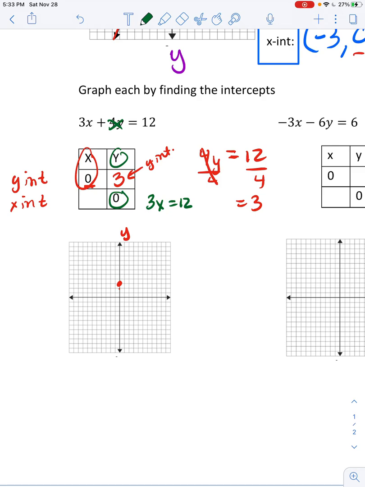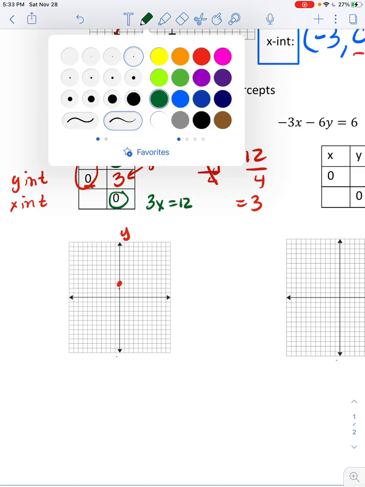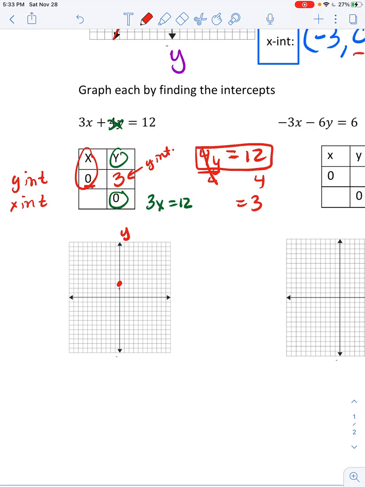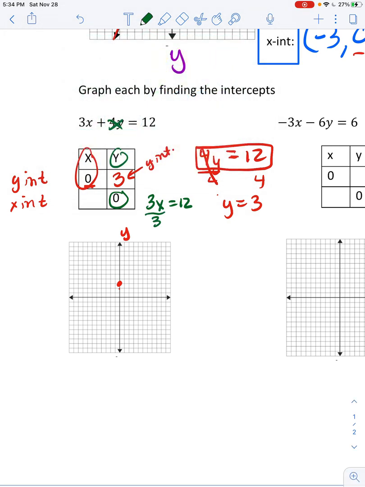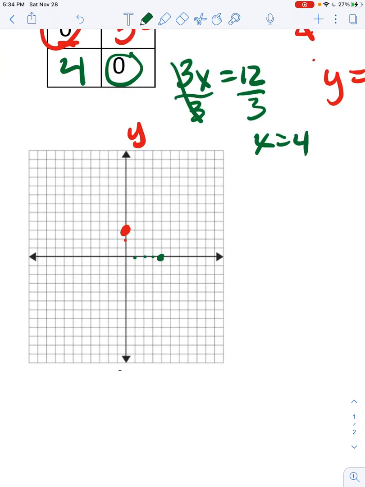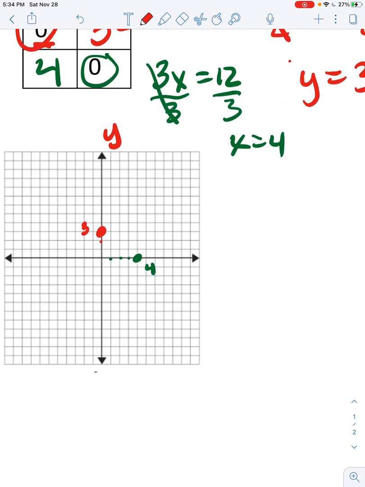So basically, going back to this other one, you used the y part of the equation to find your y-intercept. And now I'm using the x part of my equation to find my x-intercept. So divide by 3. And so x will be 4. So it's telling you it's going to cross the x-axis at 1, 2, 3, 4, 0. It's going to cross the y-axis over here at 0, 3.